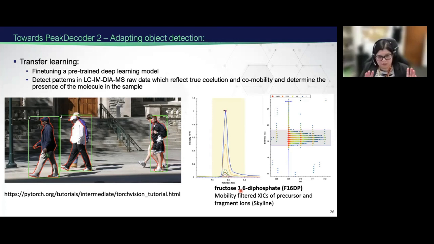You can imagine that if we have a model that detects pedestrians, we can say, okay, now we want to detect peaks. We can take a model that is already able to recognize pedestrians in pictures and then tune it. The model already knows how to distinguish shapes and patterns in figures, but now we will tune it to specifically recognize peaks that coelute and have good comobility.